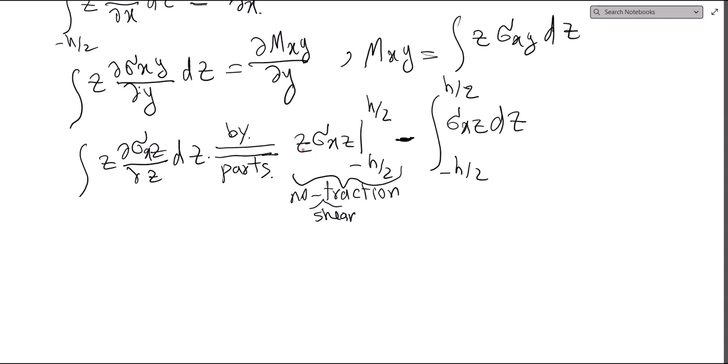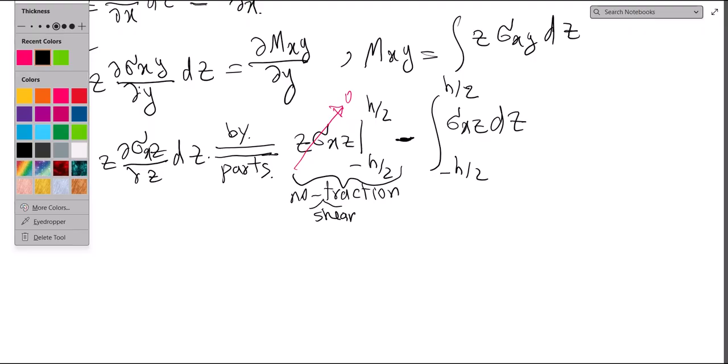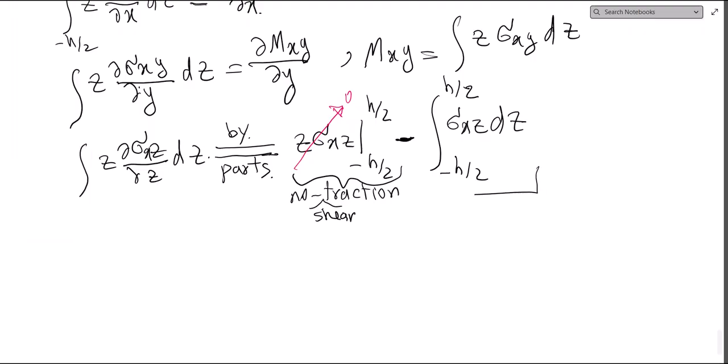Therefore, usually we take this as zero, unless you specifically have a traction there. But for plates, we usually consider it null. And then we are left with this quantity. We call this quantity Qx. So therefore, this is minus Qx.